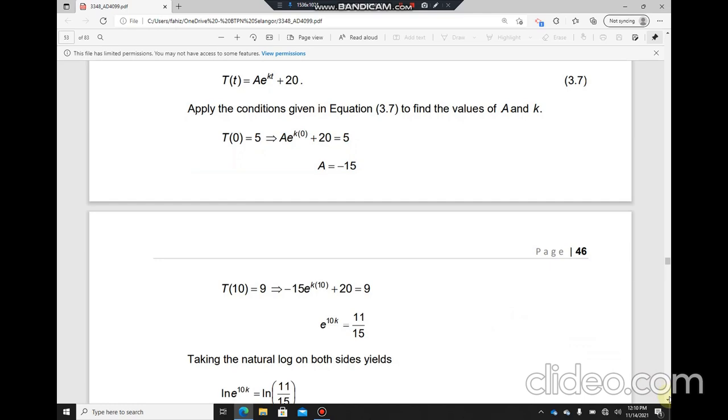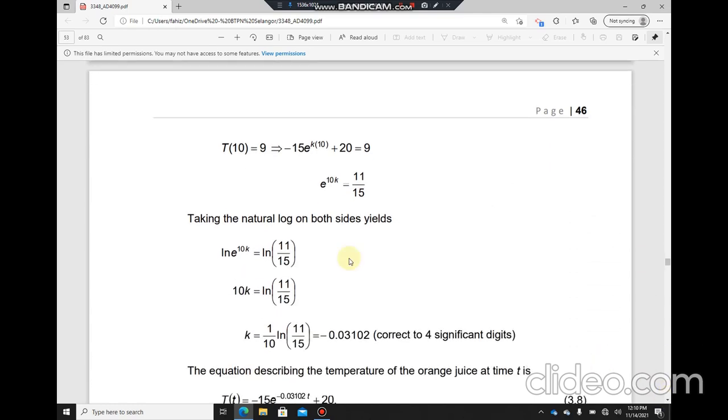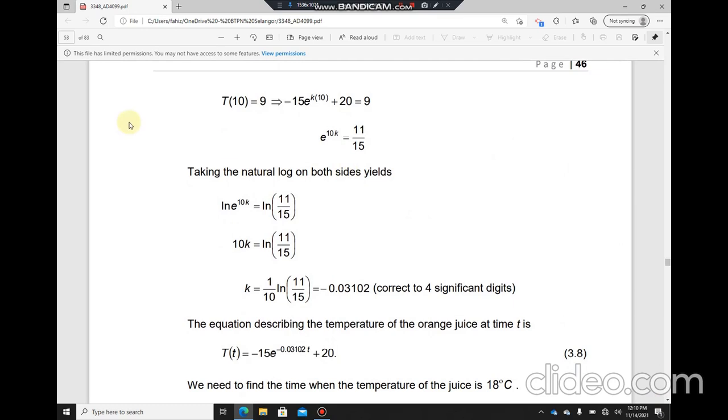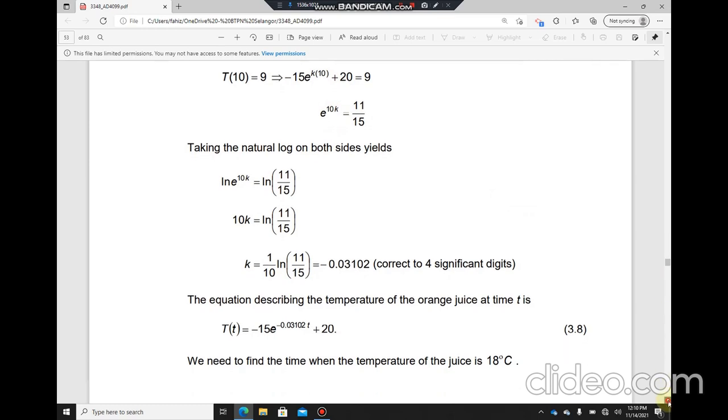Okay, next you can use the second information here. For the second information, when time equals 10, sebab dia kata after 10 minutes, and then your temperature is equal to 9. So substitute into the equation. Equation ni kita dah boleh ganti nilai A equals 15. So then T equals 10 and temperature equals 9 to find the value of K. Step dia sama lah. Bila awak solve, awak akan dapat e^(10K) equals 11/15.